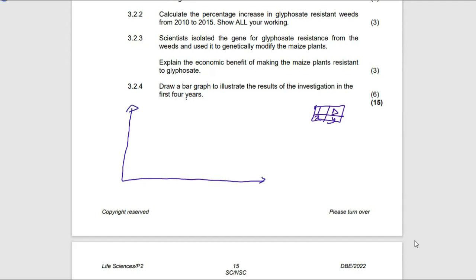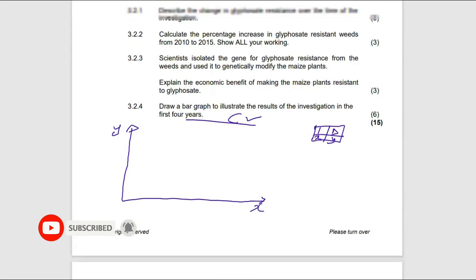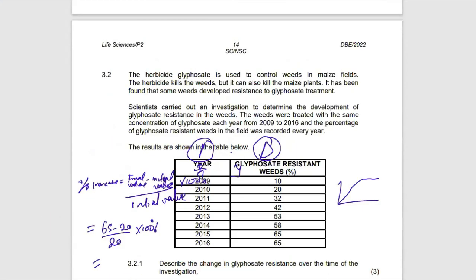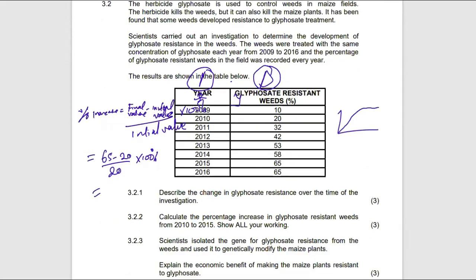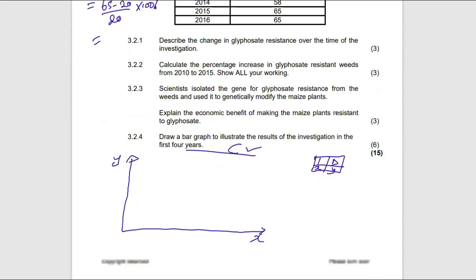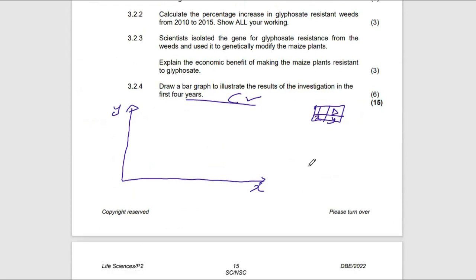You write a caption. Never forget about the caption. We give you a tick for the caption. Then after that, you write the X, you write the Y, you write the x-axis here. But when you're putting the values, for example, in this case, they are saying the percentage of glyphosate resistant weed. So it means that the resistance is going to be here, and then the units, it is in percentage.